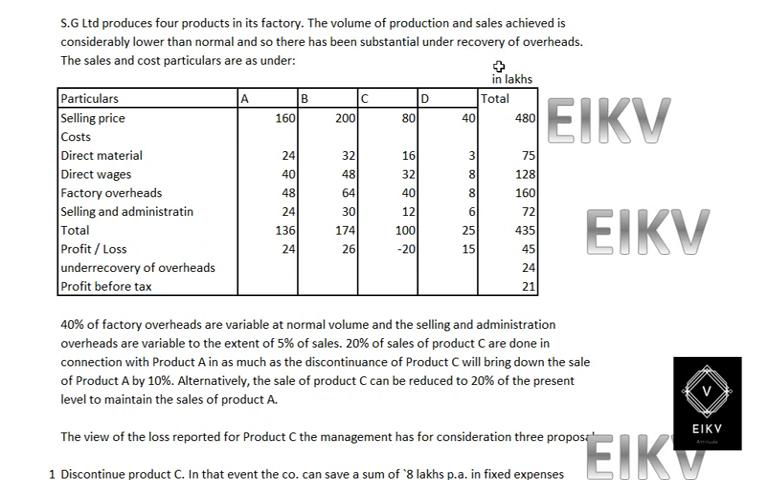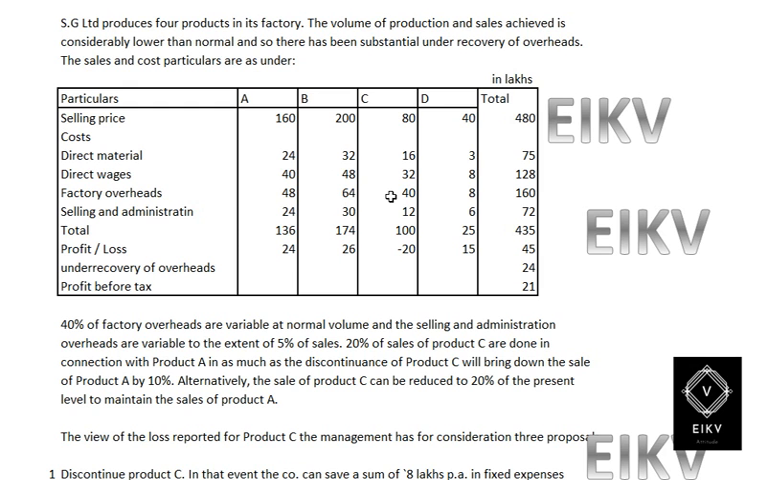So all the details given in here are in lakhs. Selling price 160, 200, 80, 40. Total sales 480. Direct material 24, 32, 16, 3 and 75. Direct wages 40, 48, 32, 8, 128.